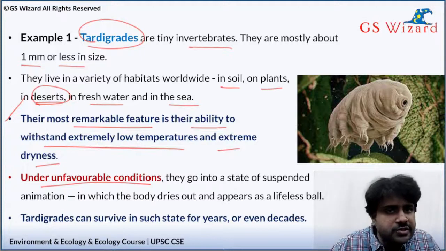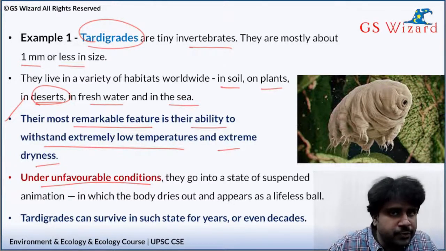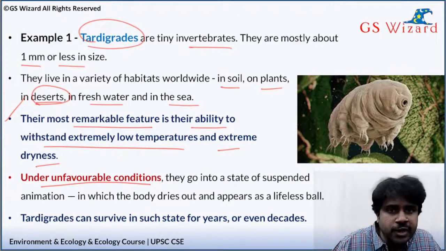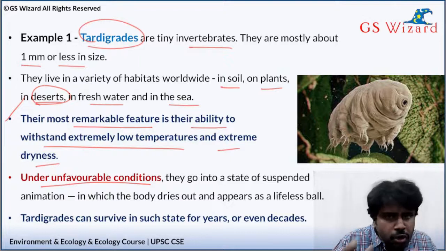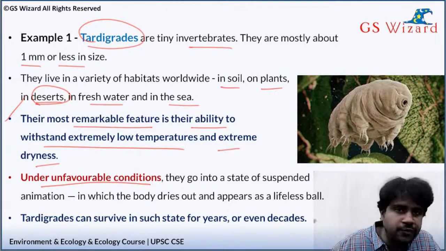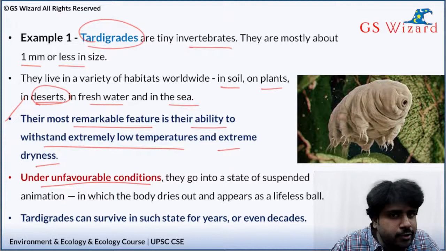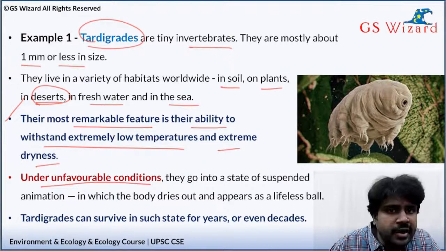Normally, the conditions are suitable. But just imagine that there is a drought in the forest. What do you mean by drought? There is no rainfall, conditions become very dry. The soil becomes very dry. All the moisture in the soil will get evaporated. Soil will become very dry. All the plants will die. So these are unfavorable conditions.